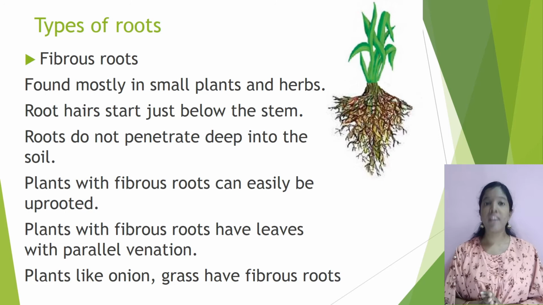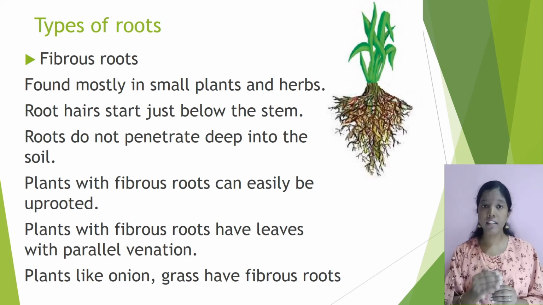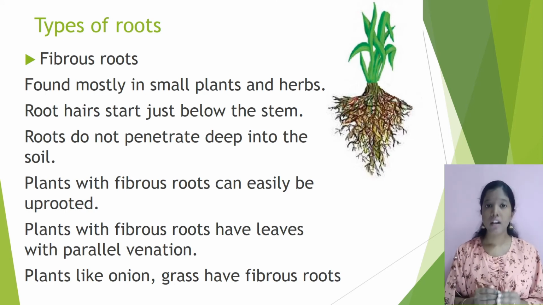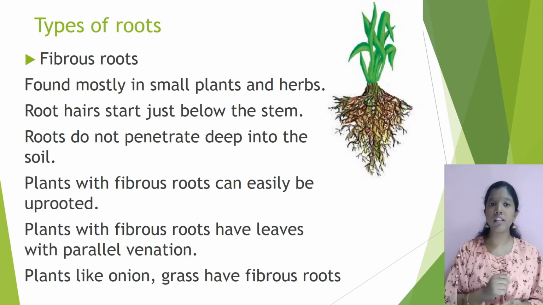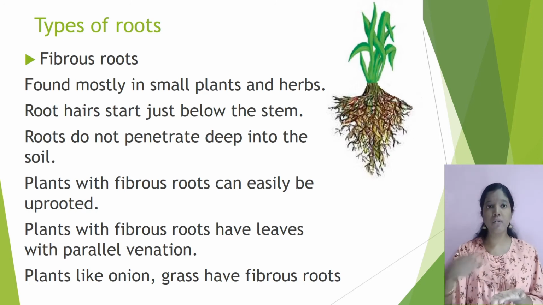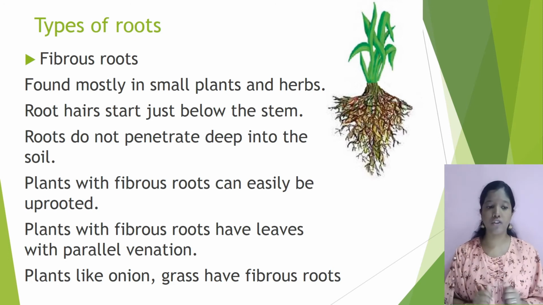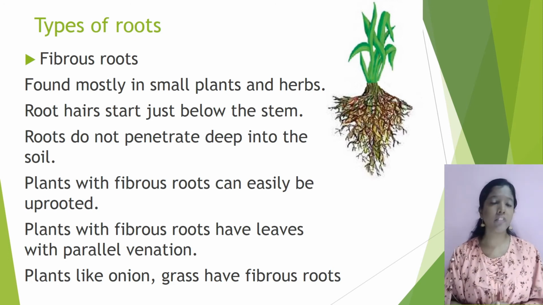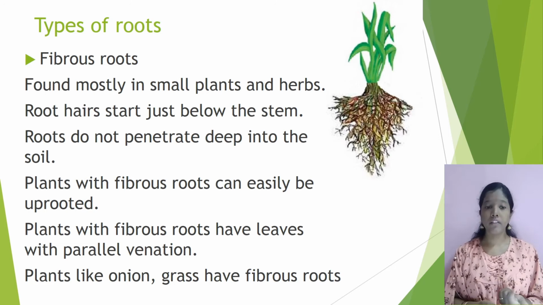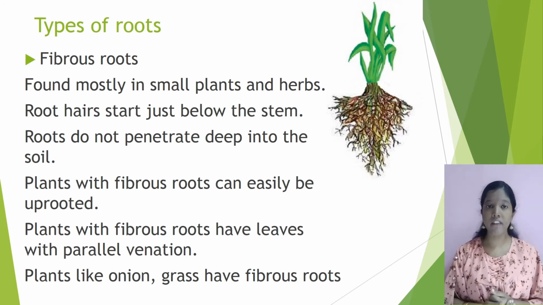So the plants with fibrous roots, if you see the leaves, they have parallel venation. So the design of the veins is parallel. That means it is straight, not crisscross, not intercrossing among each other. Now which plants have fibrous roots? Like onion, grass, these all have fibrous roots.